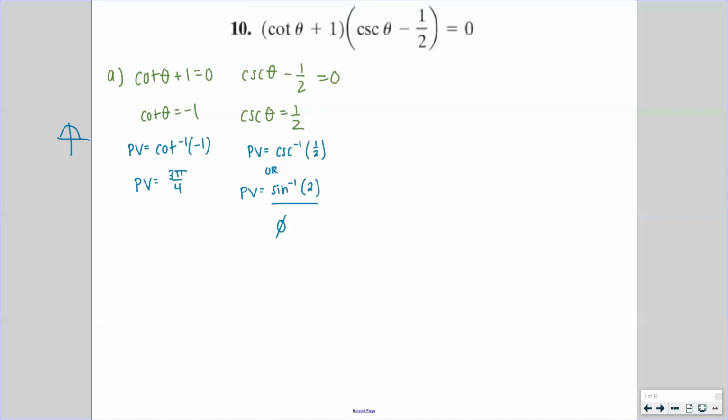But we do need to go back to that first principal value, and we need to write out our general solution equation. That principal value, 3 pi over 4, came from inverse cotangent. So we're going to use the tangent equation to get our general solution equation. For tangent, it's always the principal value plus pi n. And that's it. There's only one here.